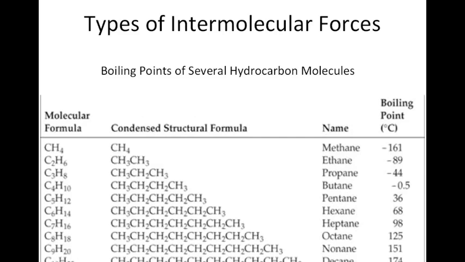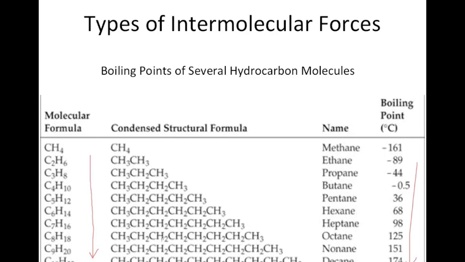Here you can see a chart with several hydrocarbons. Hydrocarbons are nonpolar molecules. Here we have methane, which is a very small molecule. And you can see as we go down, the size of the molecule is increasing. You can see that the boiling point of the molecule is also increasing. So as the size is increasing, the boiling points are increasing.